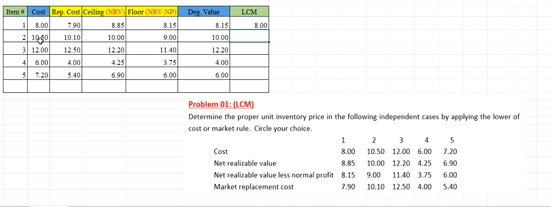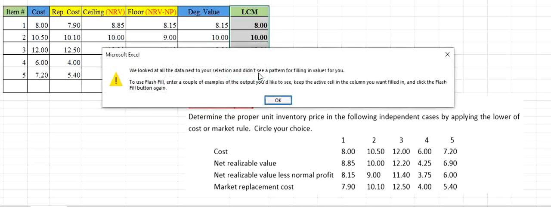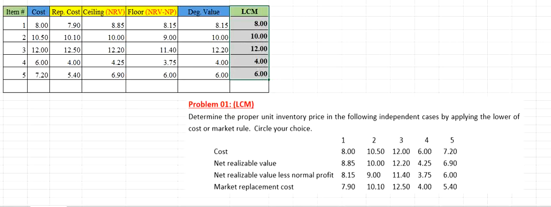So for item 2 the cost is 10.5 and the designated value is 10, so the lower one is 10. For item 3 the cost is 12 and the designated value is 12.20, so I'm going to choose 12 because that's the smallest one. For item 4 the cost is 6 and the designated value is 4, so I'm going to choose 4. And for item 5 the cost is 7.20 and the designated value is 6, so I'm going to choose 6. So these values are what we call the LCM values, and our books of accounts will be updated according to them, ladies and gentlemen. Remember this, we're going to update them according to them.